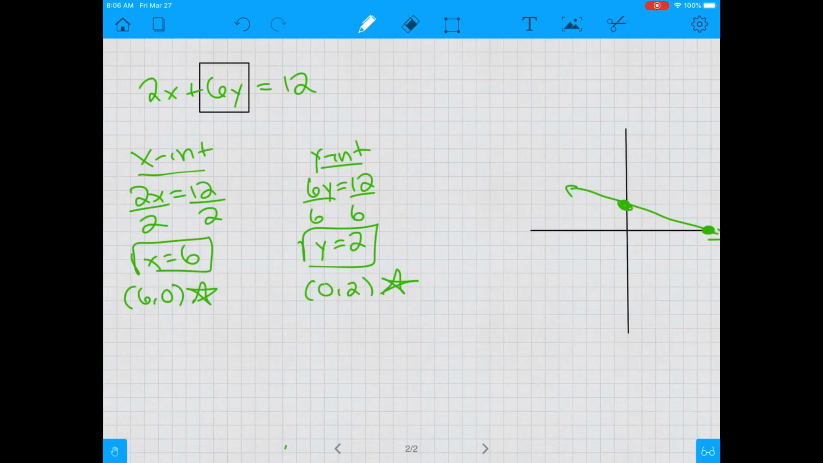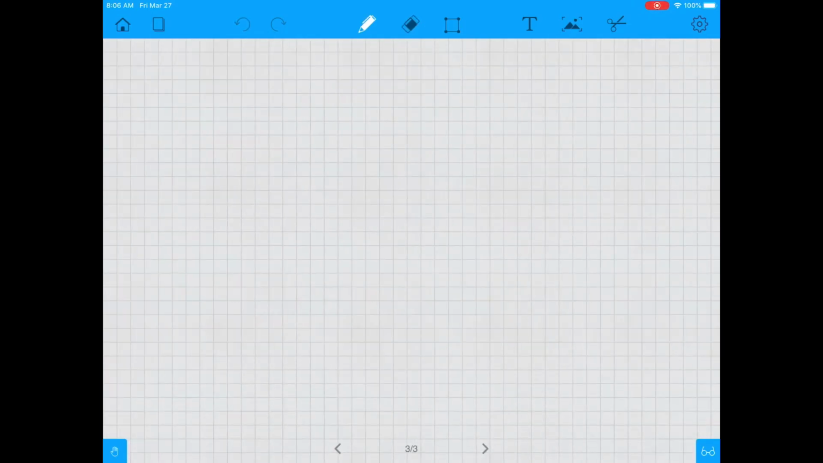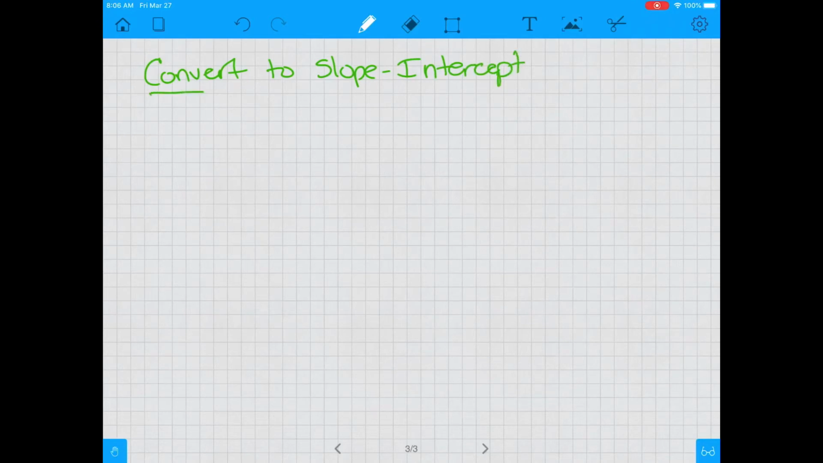Right, so the last thing that we're going to expect you to do is to convert, right? So we're going to expect you to convert to slope intercept. Now, one of the biggest keys here is remembering what slope intercept form is, right? So remember that slope intercept form is y equals mx plus b, right? Standard form is ax plus by equals c, but let's go through an example.